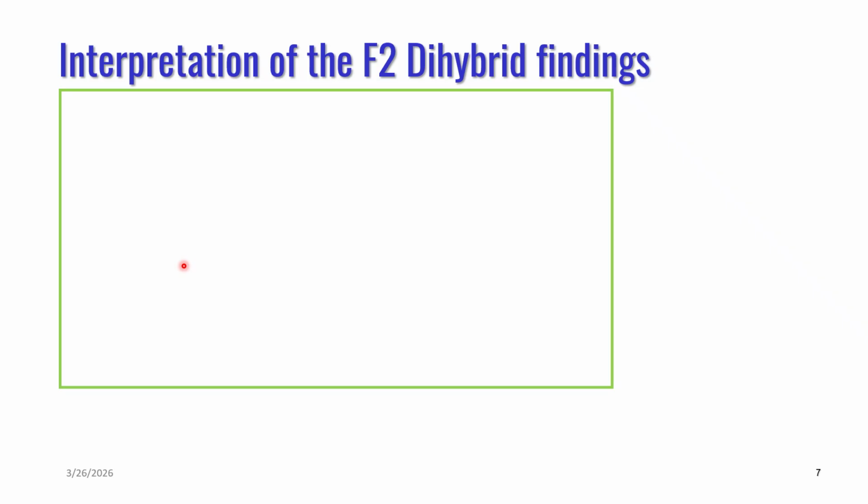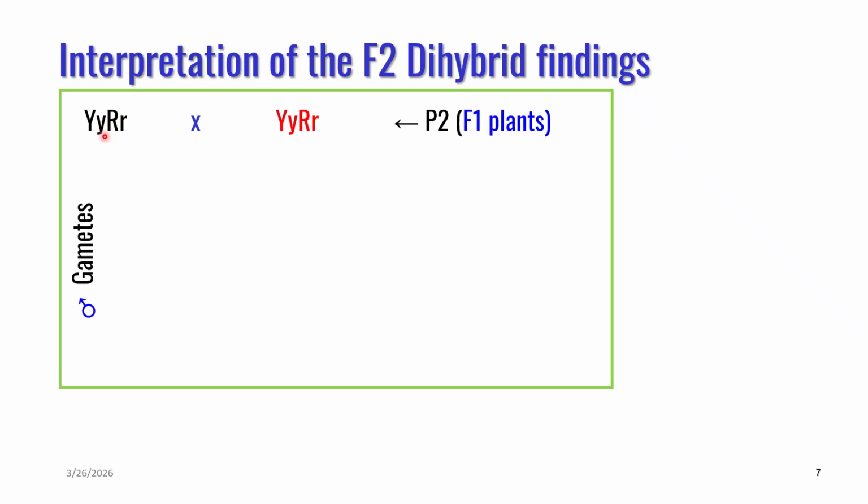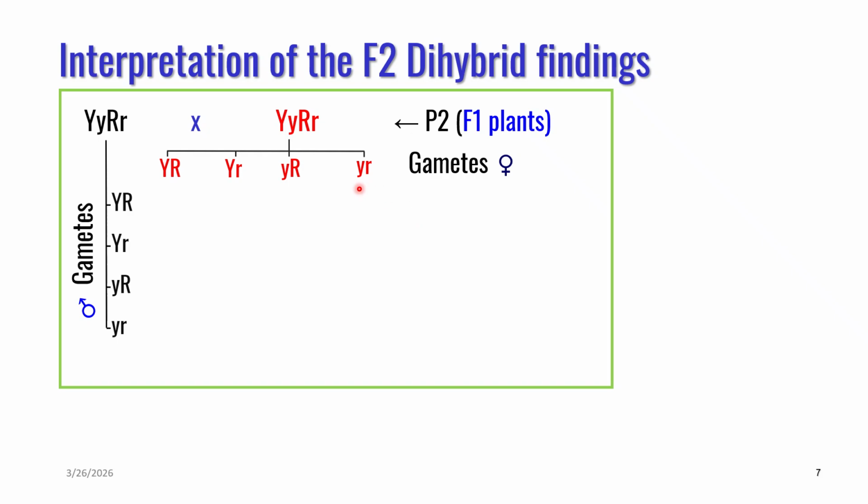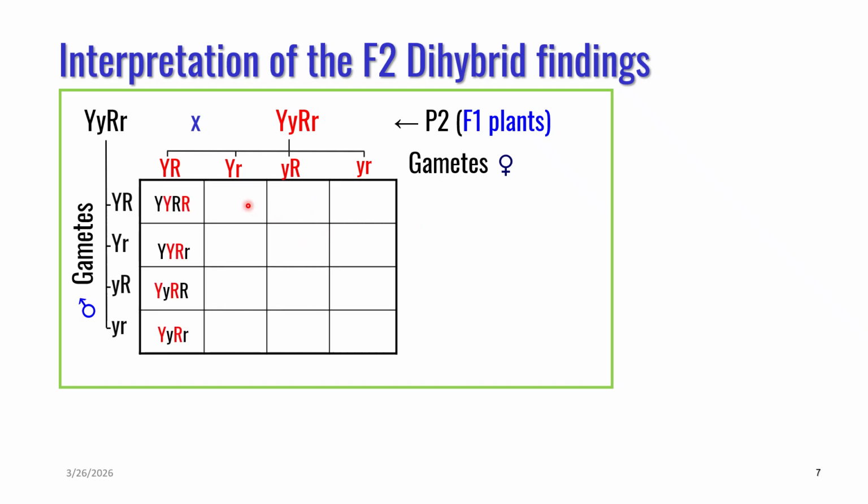So let us interpret the finding 9 is to 3 is to 3 is to 1 using the Punnett square method. I have shown here that four types of gametes are possible from each parent. So four types here and four types here. So 4 times 4 is 16, so make 16 small squares. These squares represent the only 16 genotypes possible from this dihybrid cross. So only 16 possible combinations of genotype are possible in a dihybrid cross. That is why you see 16 there.